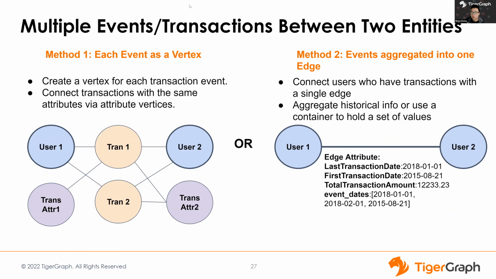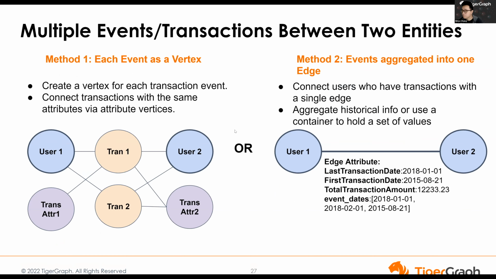Okay, and this is a very frequently asked question. Right now, one feature of TigerGraph is that it only allows you to have one edge of one type between two vertices. So under one edge type, between two vertices, you can only have one edge instance under that type. So for example, in this example, if two users have multiple transactions between them, right, then how do we model it? How do we define the schema?